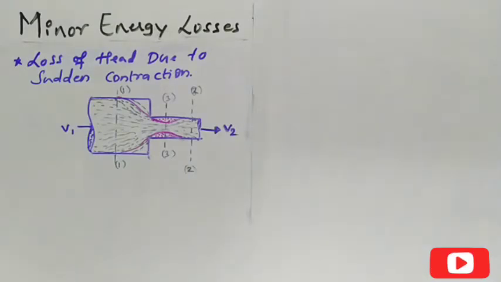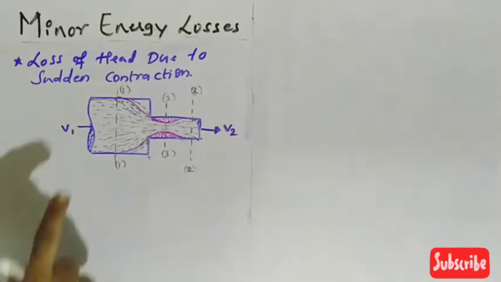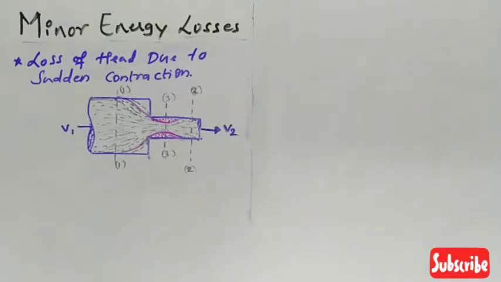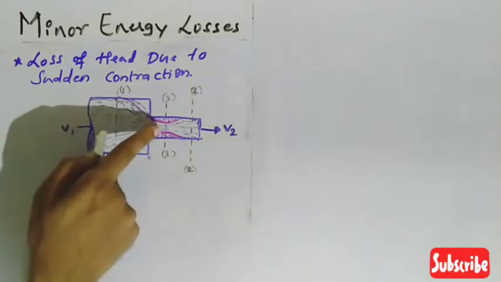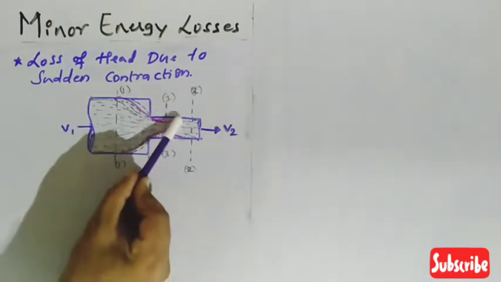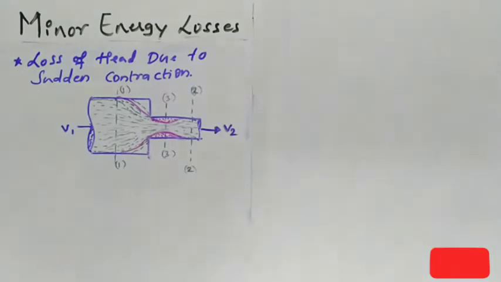Let V1 and V2 be the velocities at sections 1 and 2, and similarly A1 and A2 the cross-sectional areas at sections 1 and 2. Let A3 be the cross-sectional area of the vena contracta, only this area, and V3 the velocity at the vena contracta, and HE the loss of head due to the sudden enlargement.